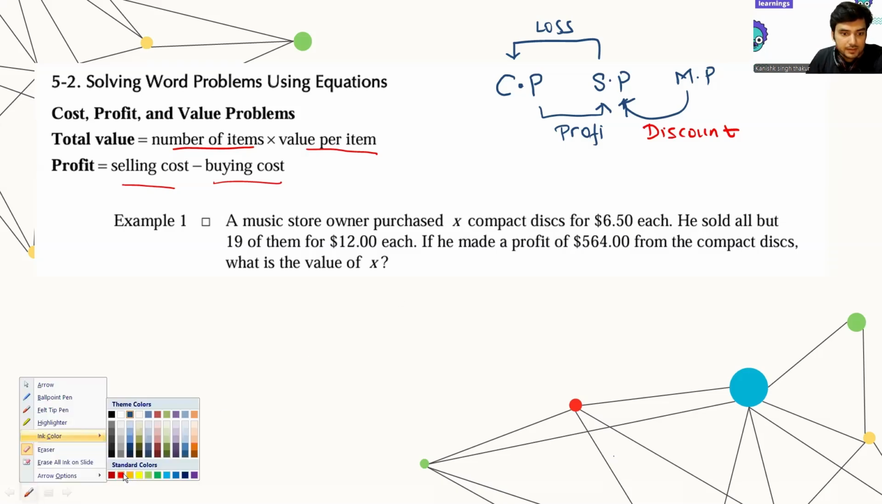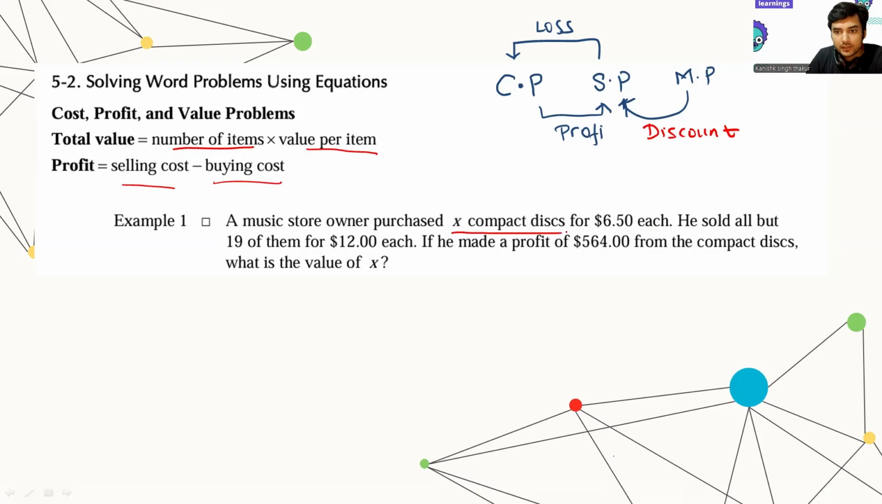A music store owner purchased X compact discs for $6.5 each, right? So the total purchasing price would be 6.5 times X. This would be the buying cost he'll be having. He sold all but 19 of them, so the remaining is 19. So in total, how much did he sell? X minus 19. And he sold these for $12 each.